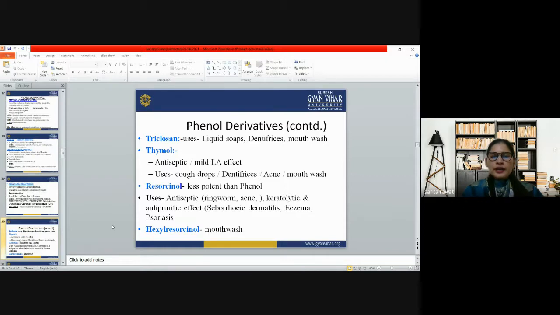Now we have resorcinol, which is less potent than phenol. Resorcinol is used as an antiseptic in ringworm and acne infections, and has keratolytic and antipruritic effects in eczema, psoriasis, and dermatitis. Next we have hexylresorcinol. It is used in mouthwash.